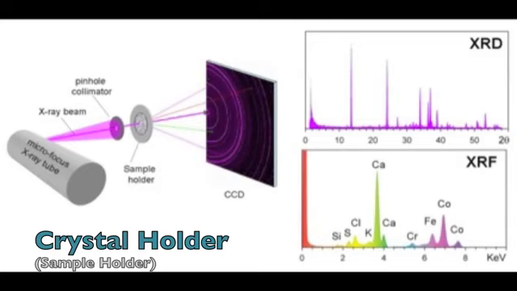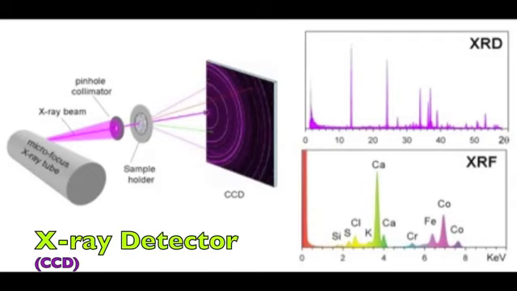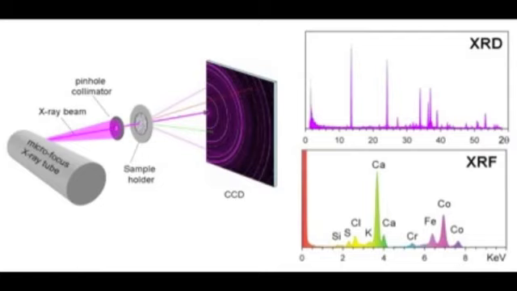Passing through those, they reach the crystal holder, denoted here as the sample holder. This is holding the crystal and allowing the X-rays to interact with the crystal. After the X-rays are diffracted through the crystal, they reach the X-ray detector, denoted here as CCD. Although this illustration depicts rings as being produced from the sample holder, there are actually spots in X-ray diffraction specifically.